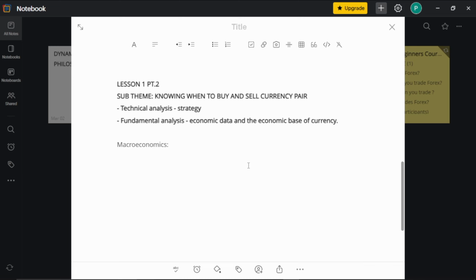So macroeconomics is basically all about looking at the big picture of how an entire country's economy works.